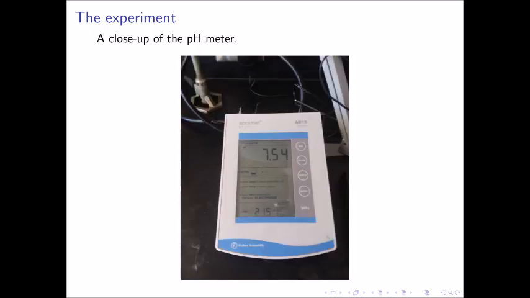Here is a close-up image of the pH meter. Notice that it reads the pH value, in this case 7.54, as well as the temperature of the solution at the bottom.